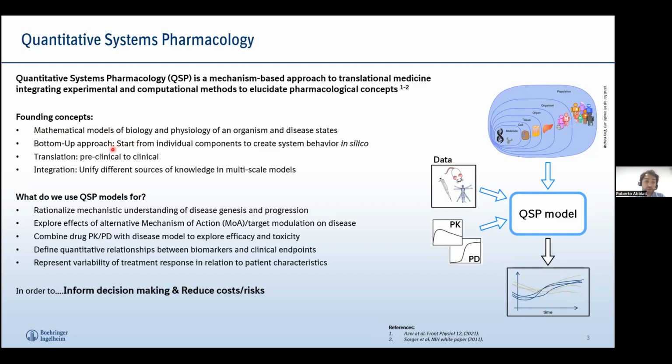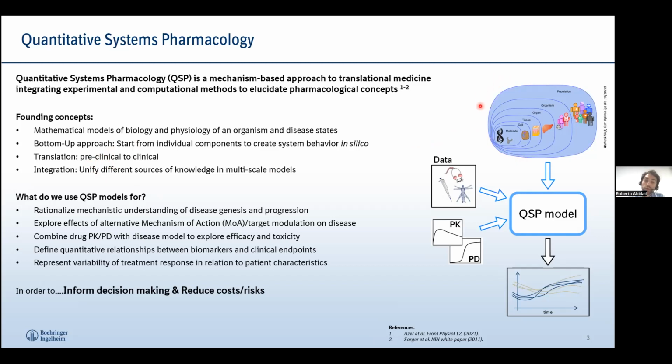We have a component of translation, as I mentioned before. This is allowing us to link preclinical to clinical application. And we want to identify different sources of knowledge, as I mentioned before, a large variety of very different data that are becoming available. On the right side, we just have schematics. This is just descriptive, but what I would like to stress here is the multi-scale concept that we have in systems pharmacology.